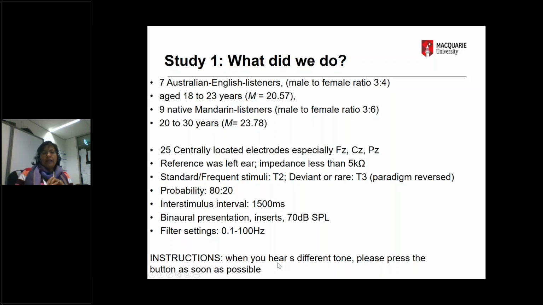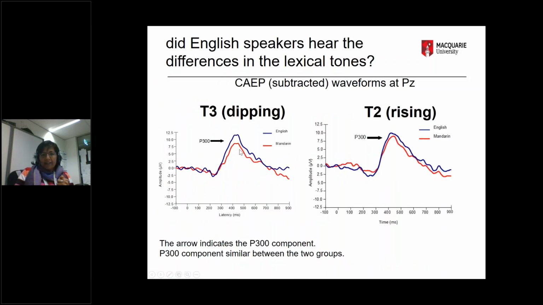We are giving them an indicator that something different is going to happen, and we are asking them to press or indicate in some way when the tone is different. What did we get? This is again the subtracted stimulus, the response. We've subtracted T3 as the deviant from T3 when it acted as standard, and here we have T2 as deviant subtracted from T2, which was standard. And these responses, as you can see, for both the groups are very similar.